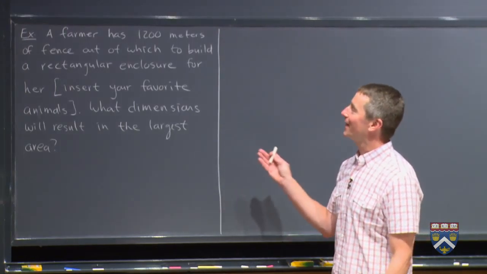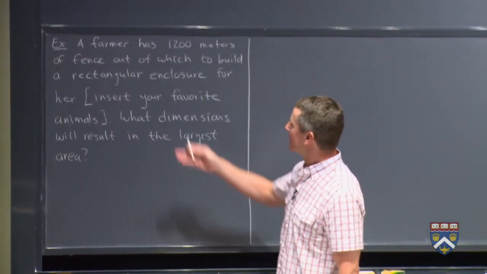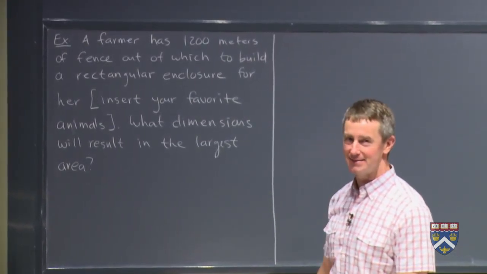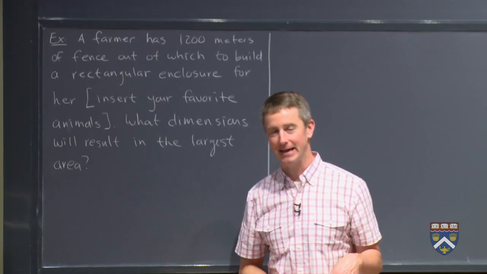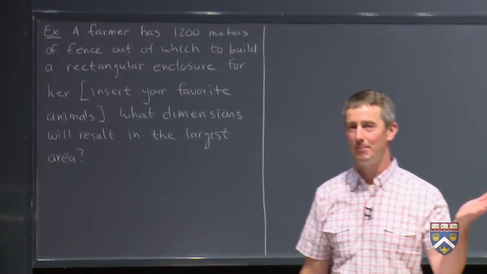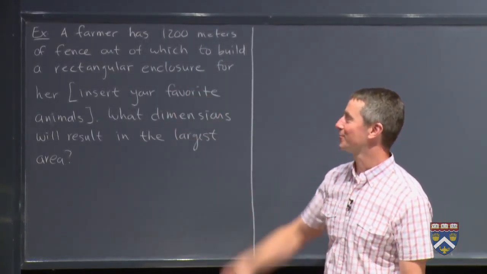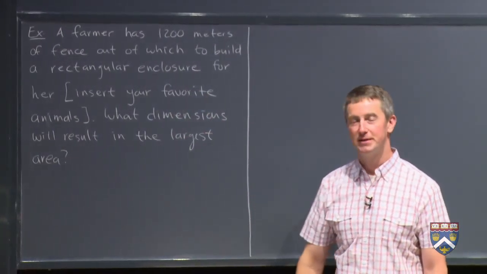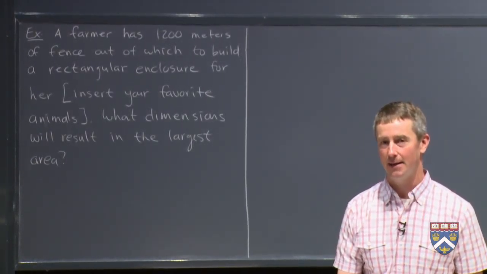So it's almost required that the first optimization problem you do in a calculus class is some variation on this one. So a farmer has a certain length of fence, let's say 1,200 meters. She wants to build a rectangular pen, a rectangular enclosure for, you choose whatever animals you want to put in there. Llamas, chickens, whatever your favorite kind of animal is. And the question is, what dimensions will result in the largest area for her animals? She wants to be as kind to her animals as she can.